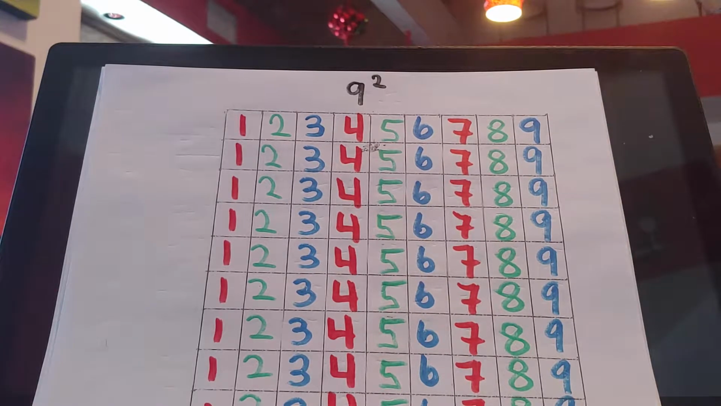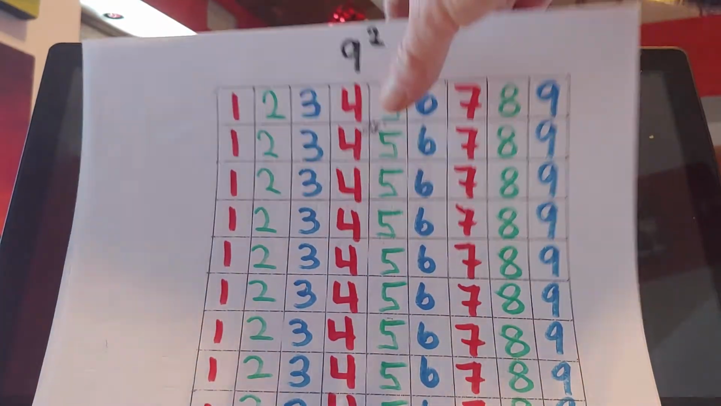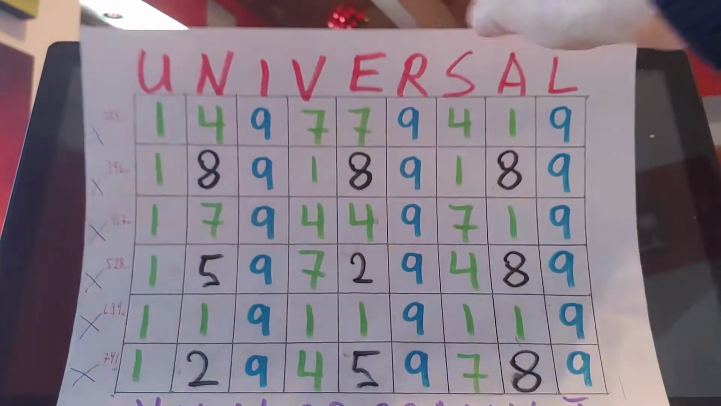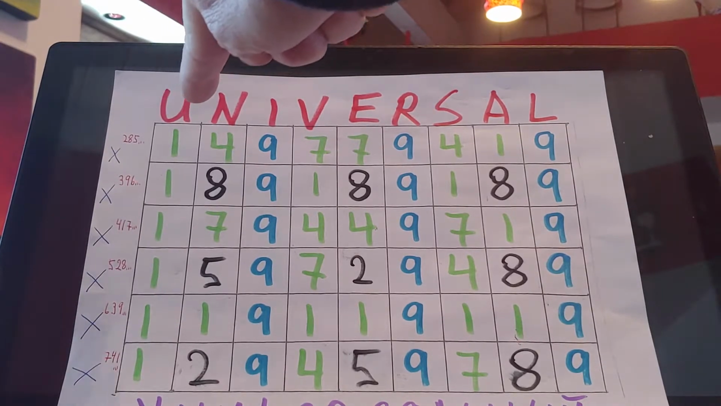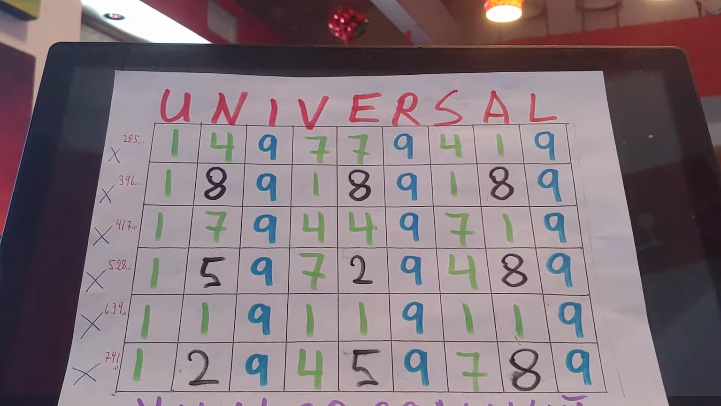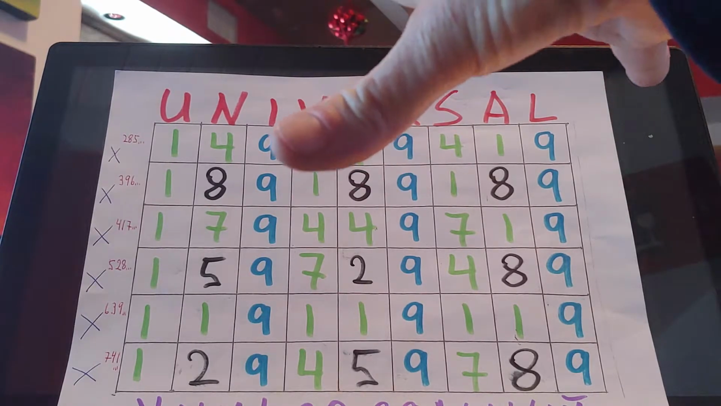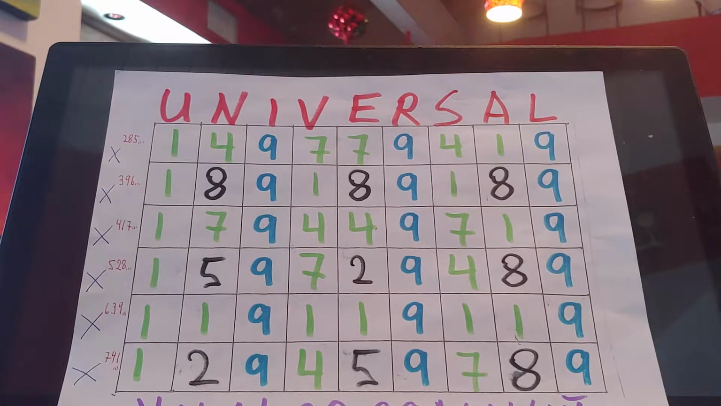Now, one thing we want to get a little bit of insight upon is that these numbers, and there's a reason for it, and we're going to look at it quickly right here. 1, 2, 3, 4, 5, 6, 7, 8, 9, that's universal. Now we're going to have, what we see is it's the same numbers, but they're changing direction.